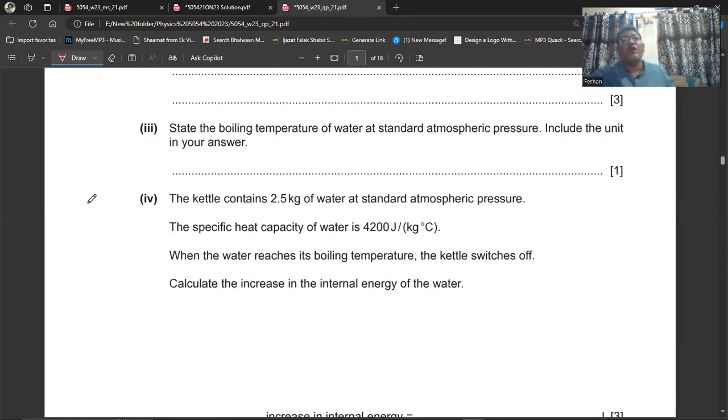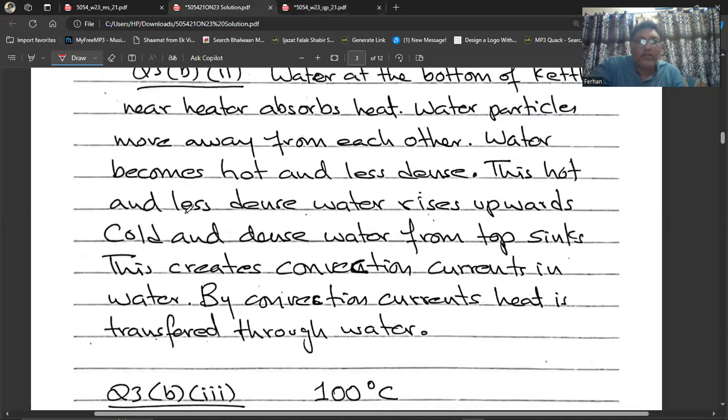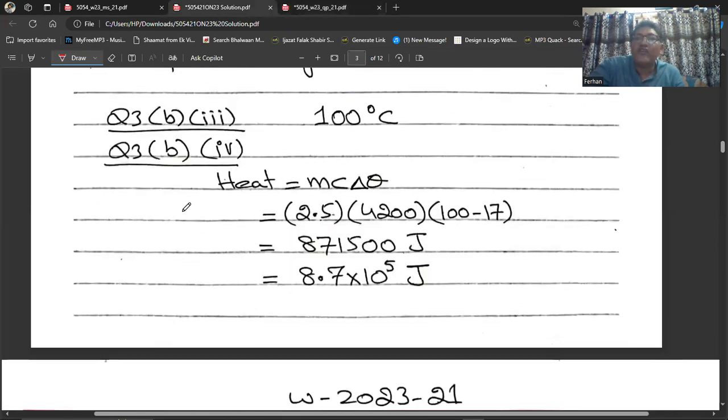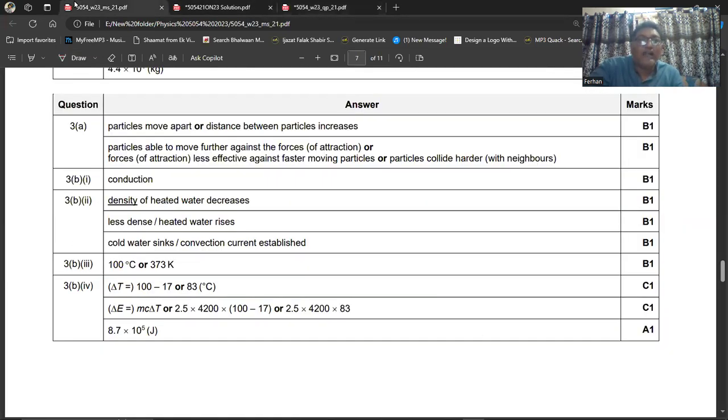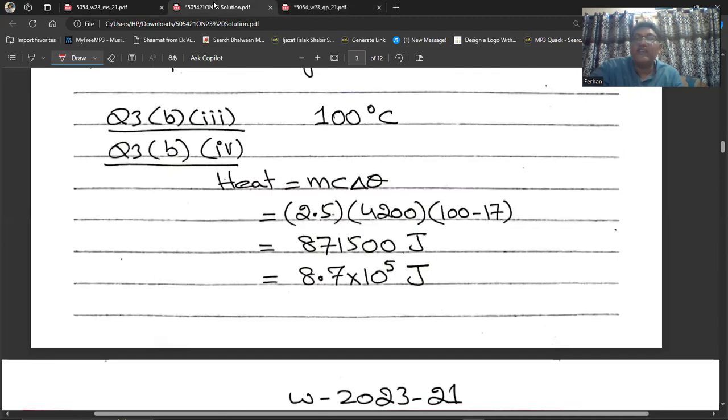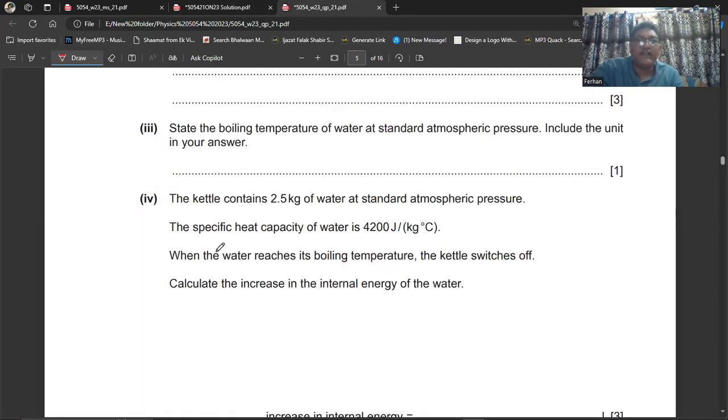He says state the boiling temperature of the water at standard atmospheric pressure. Include the unit in your answer. The boiling point of the water is 100 degrees centigrade, or you can say 373 Kelvin also. In degree centigrade it is 100 degrees centigrade.